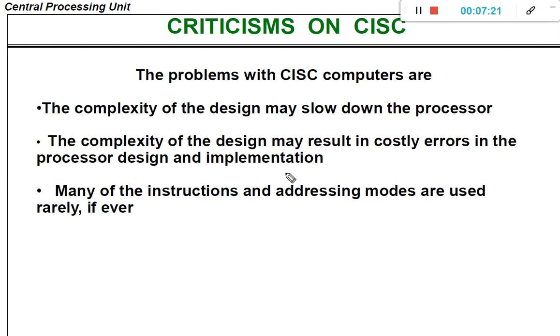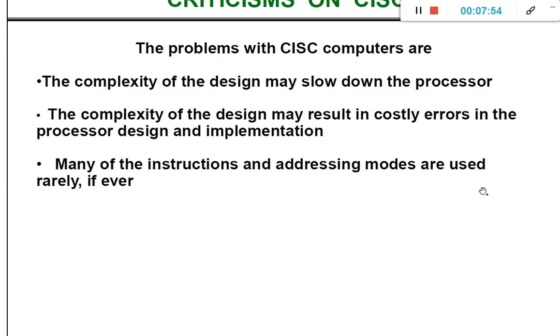And we have seen that there will be 100 to 250 instructions and 5 to 20 addressing modes available. However, many of these instructions or addressing modes may not be used at all, even though there are plenty of instructions. That is why it is not necessary to define such a huge number of instructions. So these are the drawbacks of the CISC architecture.